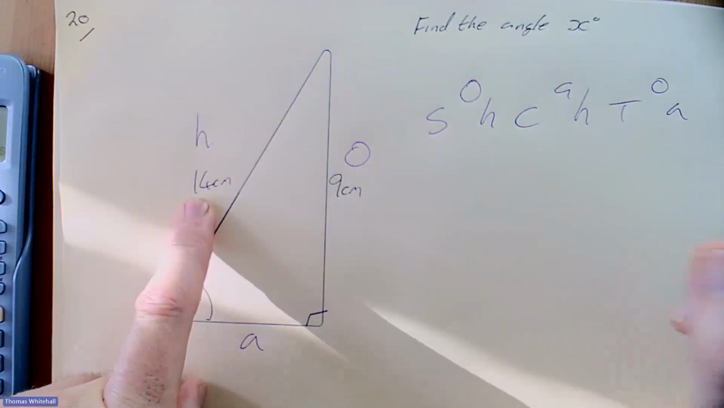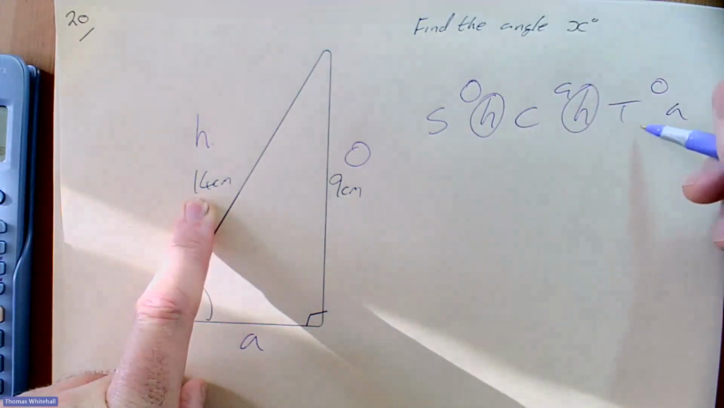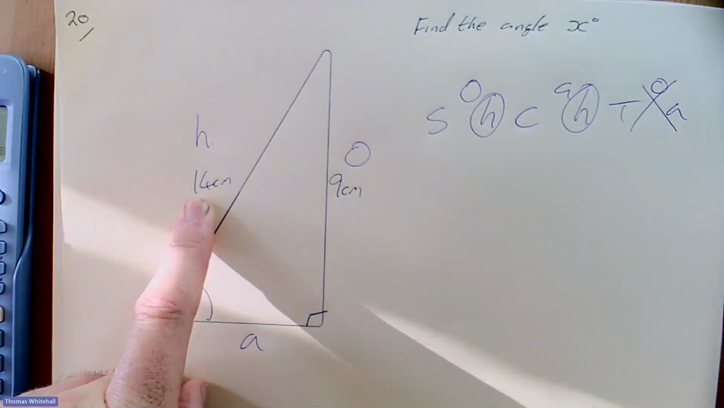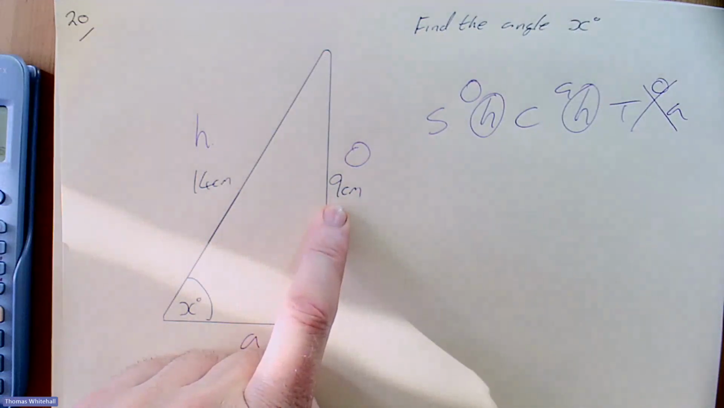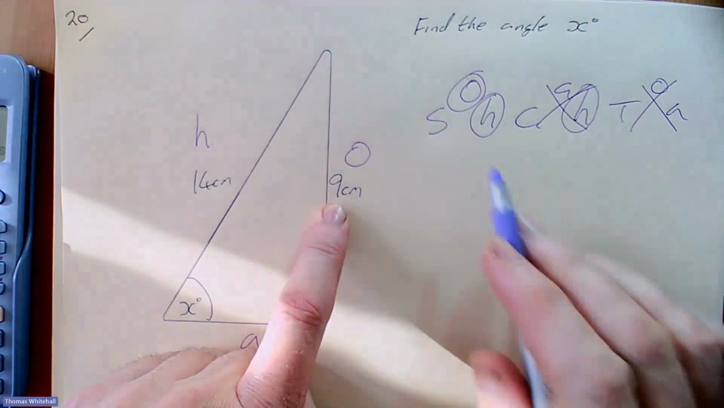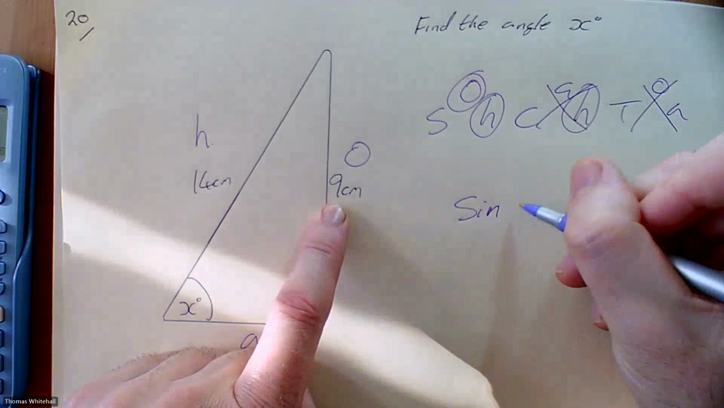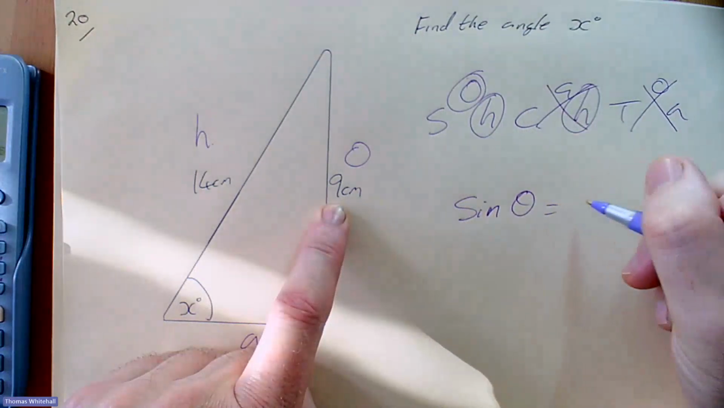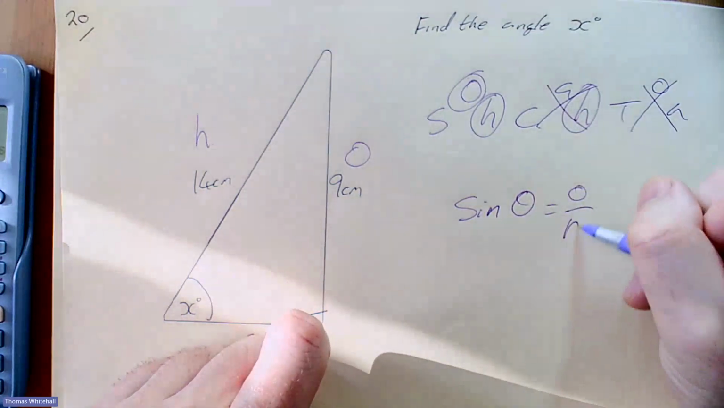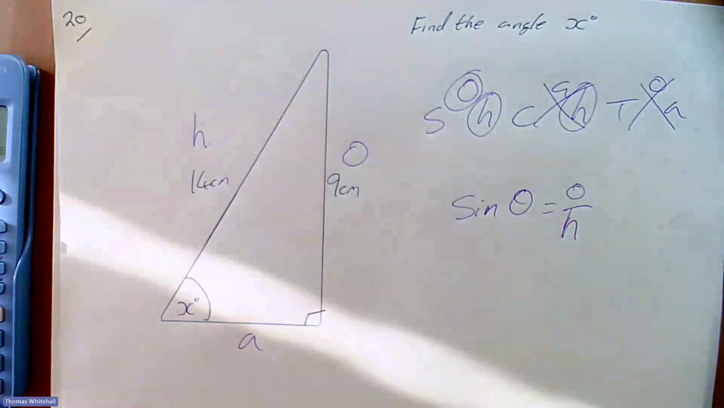And we're given the hypotenuse. So I can circle sine and cosine, but I can cross out tangent because it doesn't occur. And here we've got the opposite, which comes here, but doesn't come in cosine. So we've ruled these two out. So we know the sine of my angle is equal to opposite over hypotenuse. Okay, we've seen that in place already.